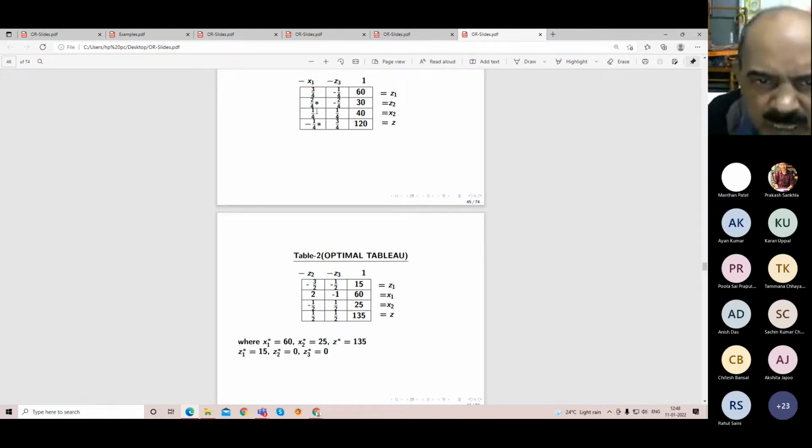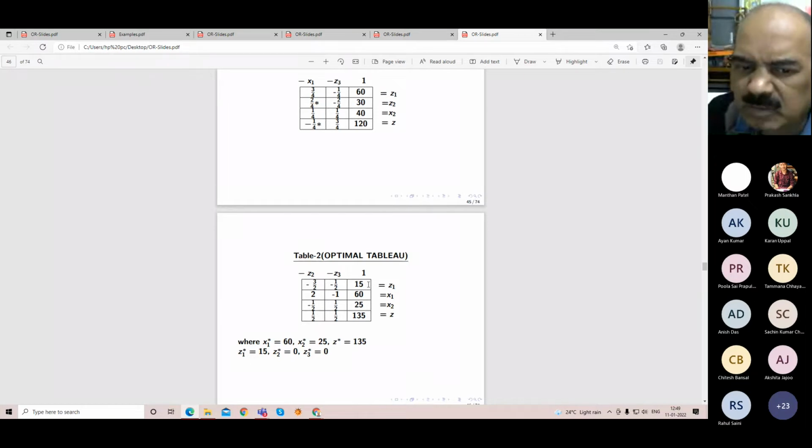Now see here, I'm talking about the right hand side value. Let us see here. 2 by 4 into 60, minus 30 into 3 by 4, divided by 2 by 4. So this is becoming 15. You can verify: 2 by 4 into 60 minus 3 by 4 into 30, divided by 2 by 4.